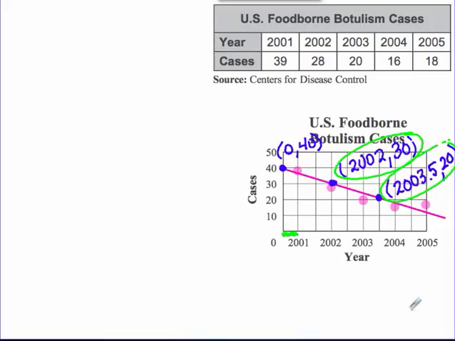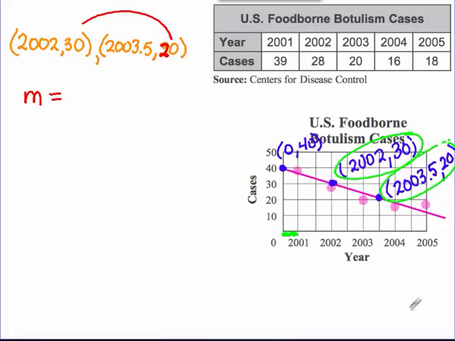What I need to do now is find the slope. So how do you find the slope between those 2 points? y2 minus y1. So I'm going to go ahead and write them over here so that you can see things a little bit better. 2002, 30, and 2003.5, 20. So the very first thing I need to do is find the slope. So the slope is going to be 20 minus 30 over 2003.5 minus 2002.